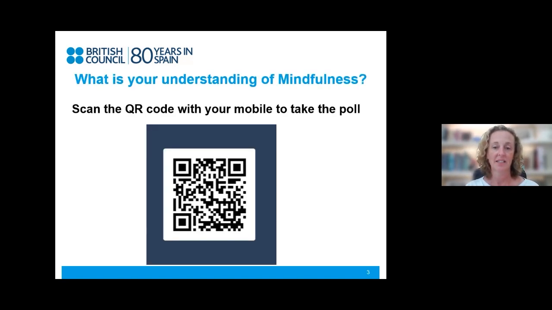Okay, so let's start. If you've got your mobile phones handy, just scan the QR code and answer the question, because I just like to see what you think. What is mindfulness for you? You could just write one word, two, three words. If you could just write something quickly. What is your understanding of mindfulness? What does it mean to you? Let's have a look, see if the results are coming in.